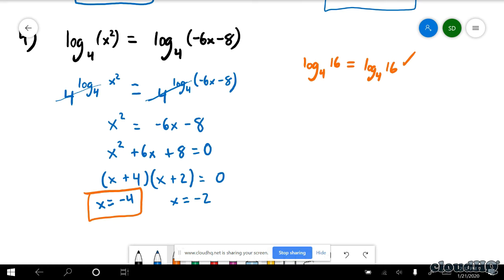Now let's plug in negative 2 and see if it works. So plug in negative 2 squared, we get 4. Plug it in on the right side. Negative 6 times negative 2 is positive 12. Minus 8 gives us 4 also. Oh, they're both the same thing, and they're positive, so both of those answers work. There are two answers to that problem.